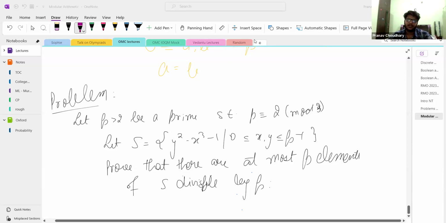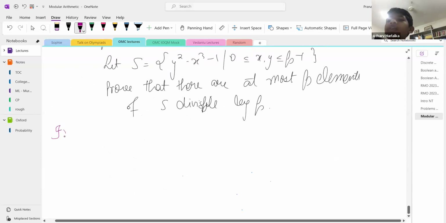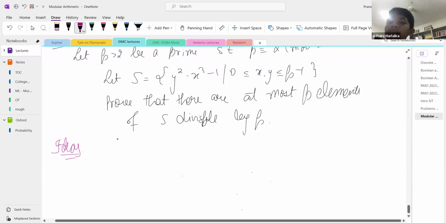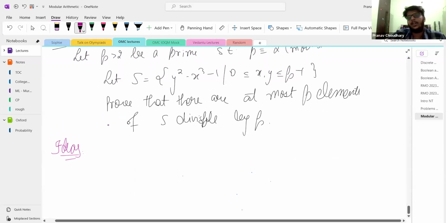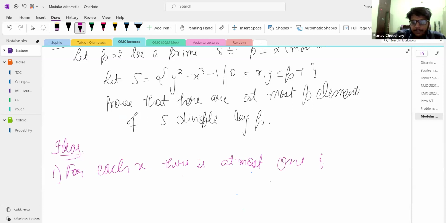Do you have an idea or a solution, Athar? An idea. Okay, go on. I'm not so sure if this will work, but can we show that for each of the p values of x, there's at most one value of y such that y squared minus x cubed minus 1 is divisible by p? Yes, that's an amazingly good idea. For each x, there is at most one y. Or you could also prove it vice versa, whichever one is easier.